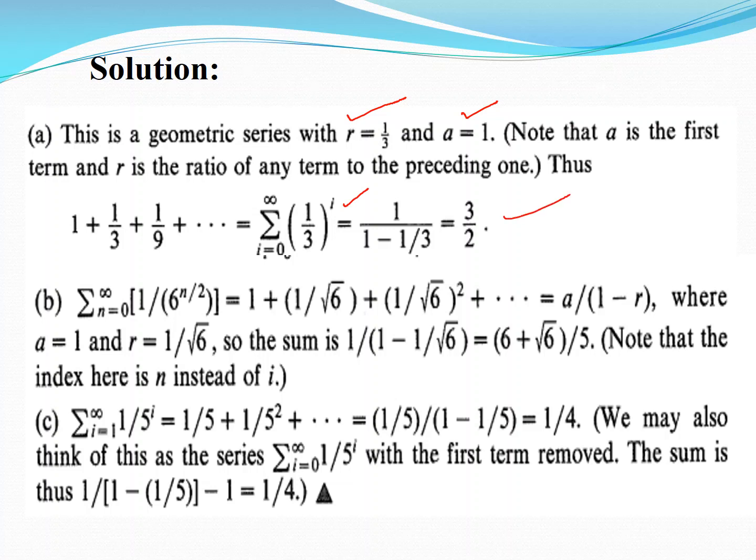Similarly, in second part, we can write this sum in this form, and which is equal to a by 1 minus r, where a is equal to 1 and r is 1 by 6. So the sum is this.